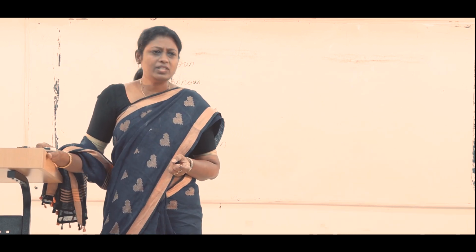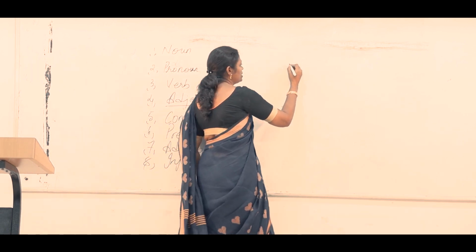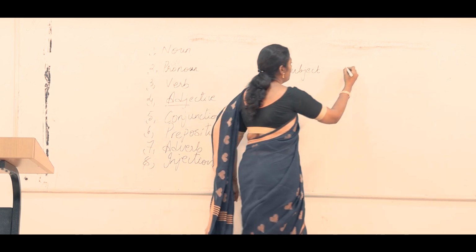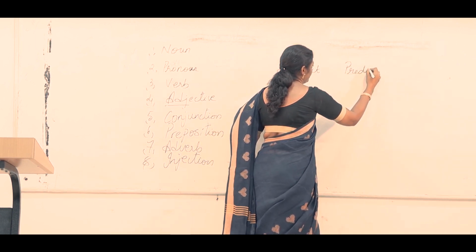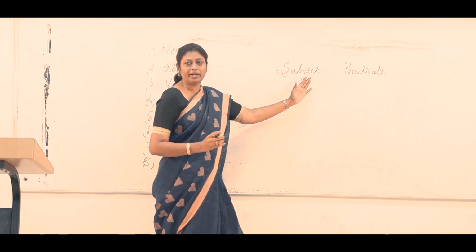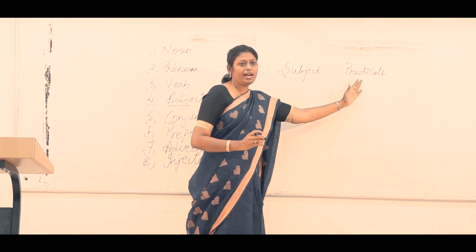Whenever we talk about sentences or tenses, it's very important for us to understand what a sentence is. So how many parts are there in a sentence? A sentence has 2 parts, guys. It is called the subject and predicate. A sentence can be classified into 2 parts: subject and predicate.